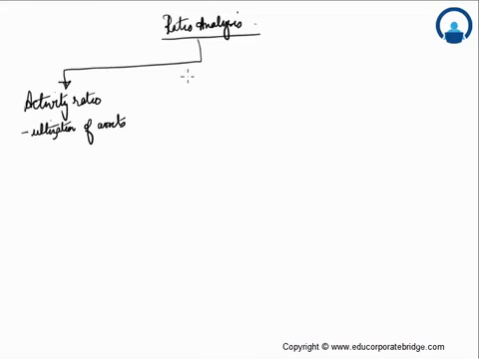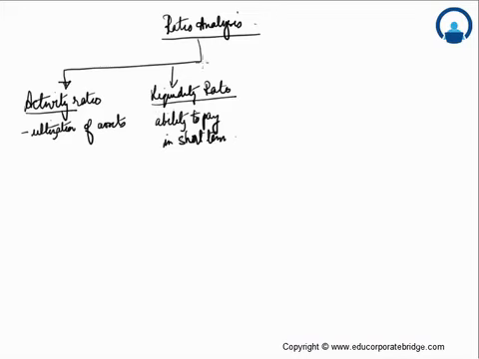Now the second part is something called liquidity ratios. Liquidity ratios essentially are the ones which talk about the ability to pay expenses in the short term. So we are talking about immediate liquidity. So ability to pay in the short term, this is the key. This is liquidity ratios.